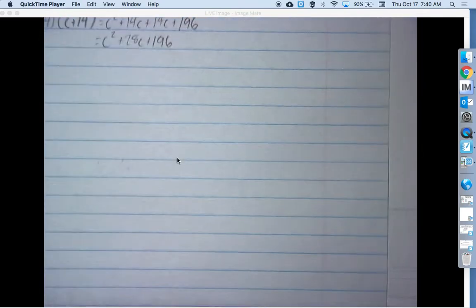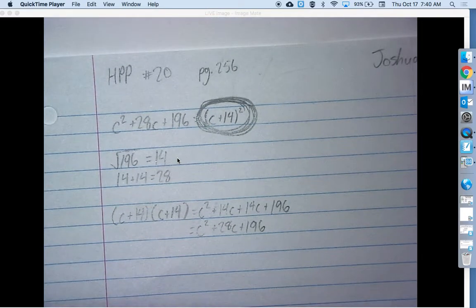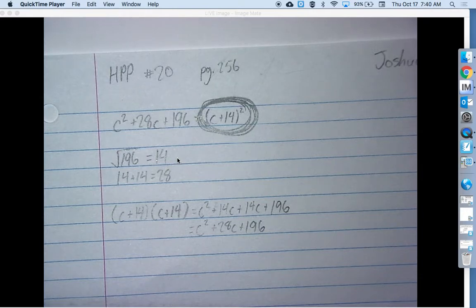So Josh has 20. Okay, so the original equation for number 20 was c squared plus 28c plus 196. And so it factors to be c plus 14 squared, because the square root of 196 is 14, and 14 plus 14 is 28. Any questions for Josh?